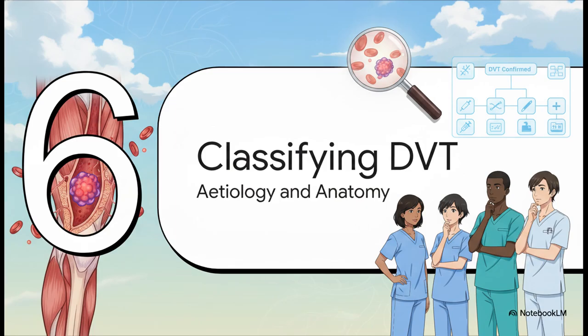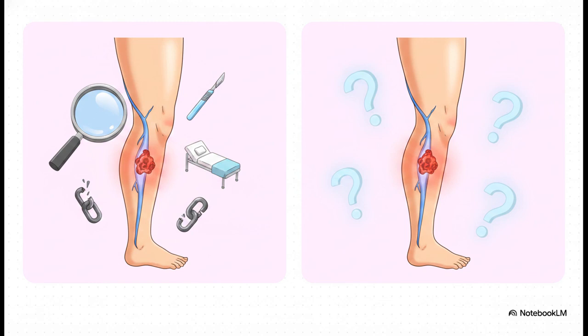And finally, Section 6, Classifying Deep Vein Thrombosis. We've officially arrived at the end of our diagnostic funnel. Once confirmed, accurately classifying the DVT dictates your entire course of treatment. First, we have to classify by etiology. A provoked DVT occurs with clearly identified environmental or acquired risk factors. These could be transient, like a recent major surgery, or persistent, like an active cancer. An unprovoked DVT, on the other hand, occurs in the absolute absence of clearly identifiable risk factors. This distinction is critical because it fundamentally alters your patient's long-term risk of recurrence if anticoagulation is ever stopped.